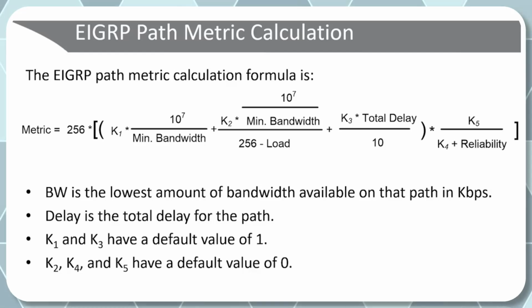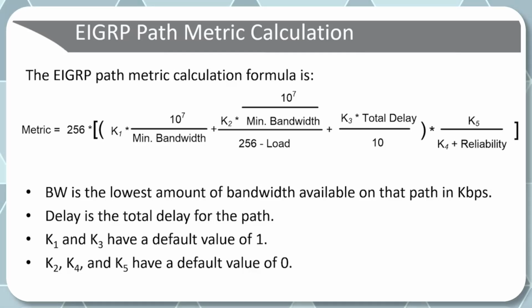In this video, we will discuss how the metric is calculated in EIGRP. First of all, we will talk about legacy EIGRP. This is the formula you can see here for calculating the metric. As you can see, there are different K values, K1, K2, K3 and K4. Now K1 is multiplied by 10 to the power of 7 upon minimum bandwidth.